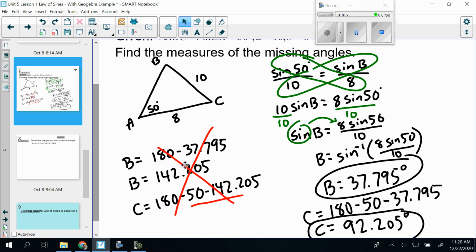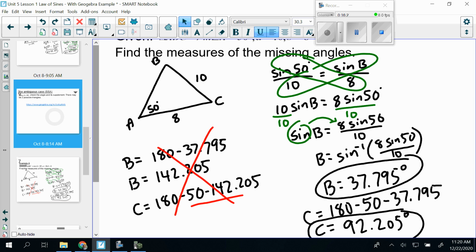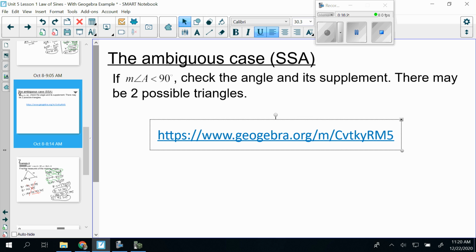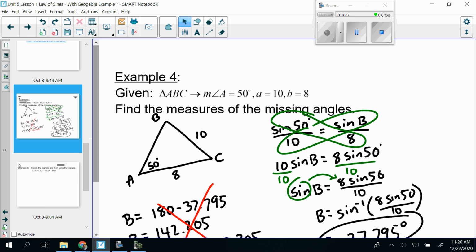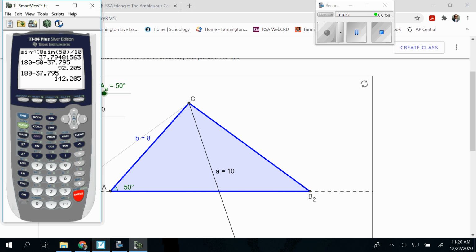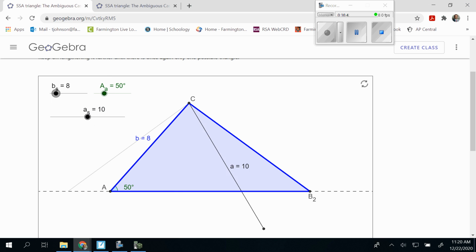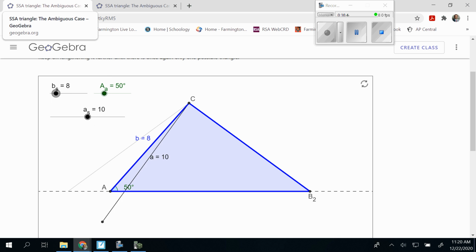Sometimes it will, sometimes it won't. I'm going to use this GeoGebra link to kind of show you guys why this one doesn't work. And then I'll show you why it does work on another one. So if we put this triangle in, here's a picture on GeoGebra of this. We got angle A here I put in as 50, what we had. Side A was 10, side B was 8.